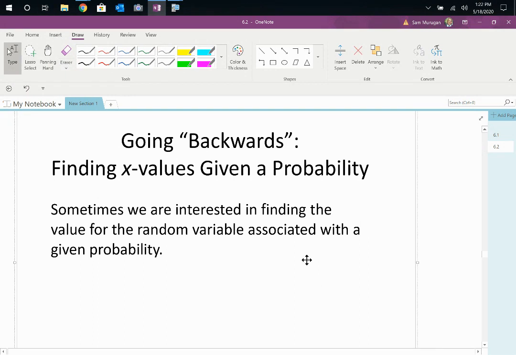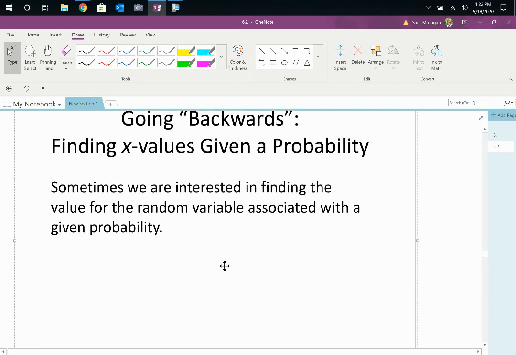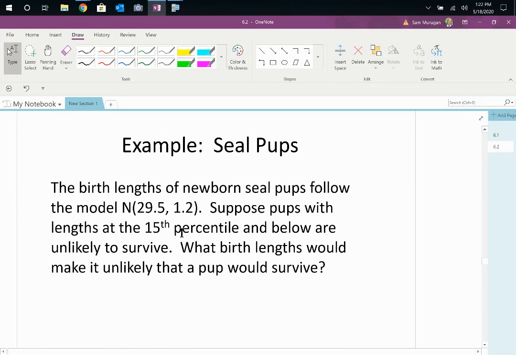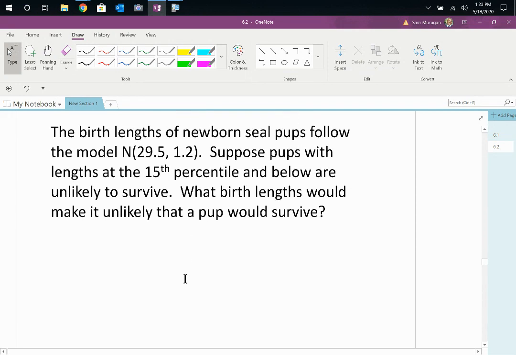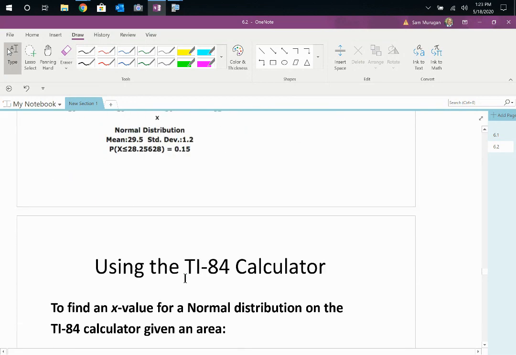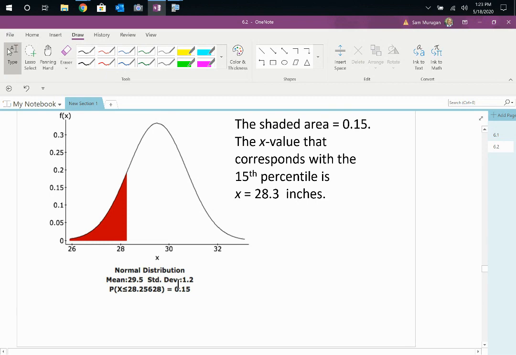Now, how do we go backwards? If you're finding the X value given a probability, sometimes we're interested in finding the value for random variables associated with a given probability. Take, for example, birth lengths of newborn seal pups follow the model 29.5 and 1.2. Suppose those pups with lengths of 15th percentile and below are unlikely to survive. So we would convert that 15th percentile to 0.15 as a proportion and use the StatCrunch program to plug in the numbers.